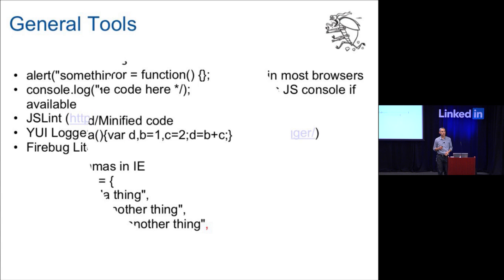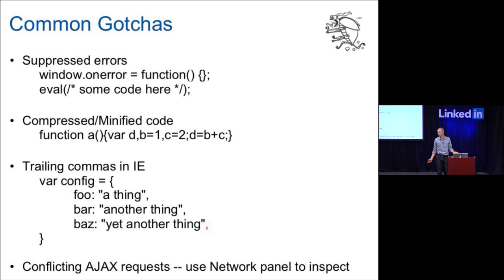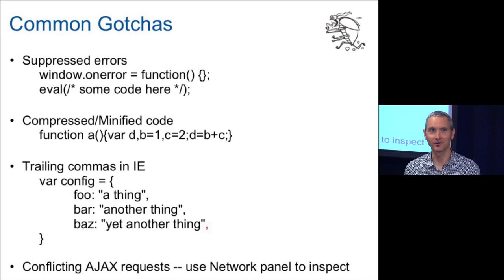Some common things that you might find as you're working in JavaScript code that can result in hours of hair pulling or frustration are things like suppressed errors. Some websites or some pieces of JavaScript actually suppress error messages. And you can do that simply by setting window.onError to an empty function. And no errors will show up in your code at all. This is useful to do in a production environment where you don't want your users to see JavaScript problems. But in a development environment, it's obviously very problematic because things aren't working. You have no idea why. So that's something to always check for if you're not seeing something work and you're not seeing any errors as well.